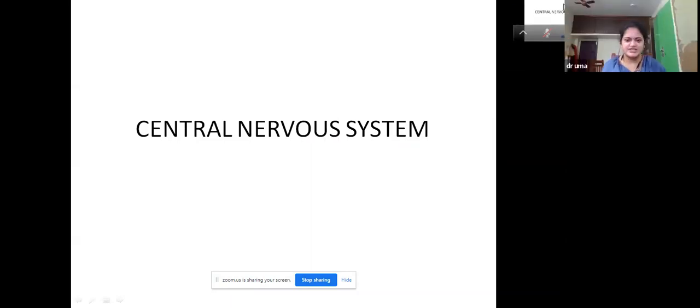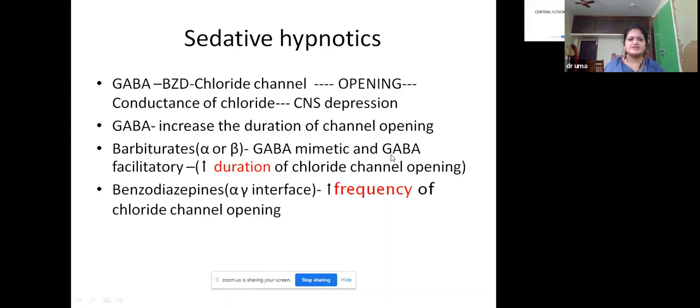Next is the central nervous system. The first group is sedatives and hypnotics. They act mainly on the GABA benzodiazepine chloride channel. They cause the opening of this channel, causing the conductance of chloride, leading to CNS depression. So GABA increases the duration of the channel opening.